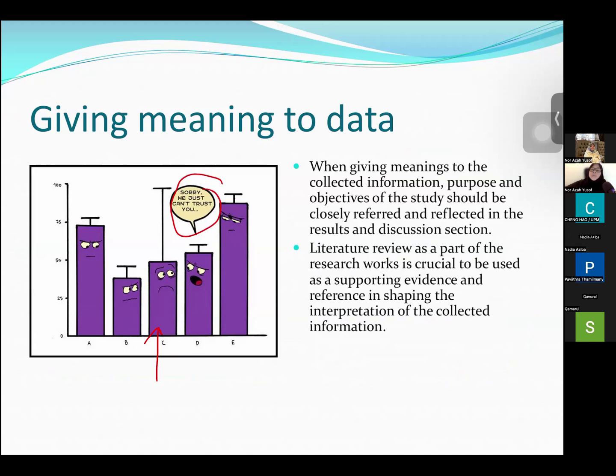Giving meaning to the collected information, the purpose and objective of the study should be closely referred to and reflected in the results and discussion section, because that is the final aim, to get a conclusion from the data. Results and discussion section, if you're working, is probably not what you think of. You might be thinking, oh, that's the data that I need to present to top management. But in research, we usually mention results and discussion, because it is results plus discussion.